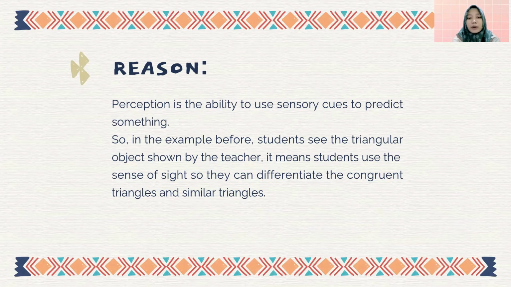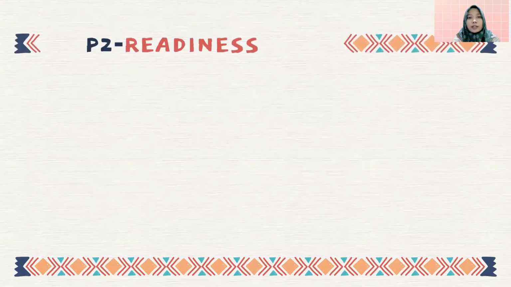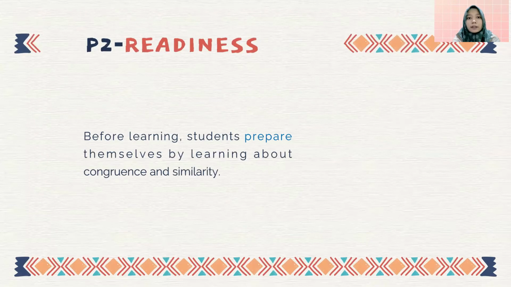So, the operational verb is differentiate. P2 readiness. The example: before learning, students prepare themselves by learning about congruence and similarity.